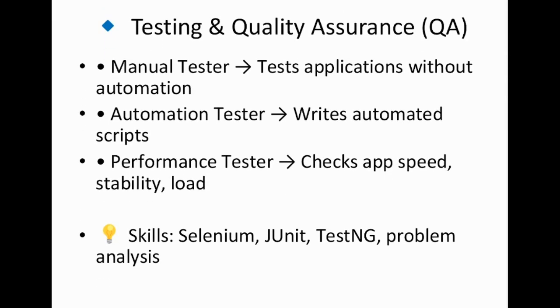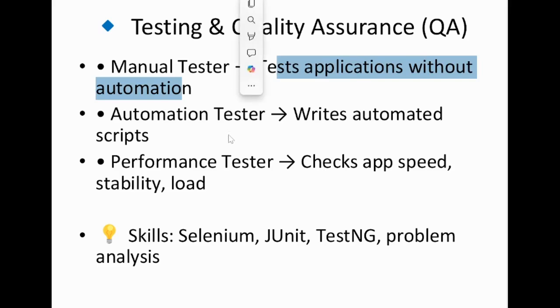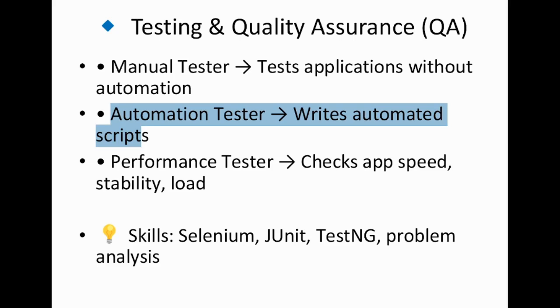Now you can see here the testing and quality assurance. So there are different types of roles. First is the manual tester, second is the automation tester, third is the performance tester, which I discussed above. Manual testers test applications without automation. And in automation, you write automated scripts. So these are all taken care of by the automation tester.